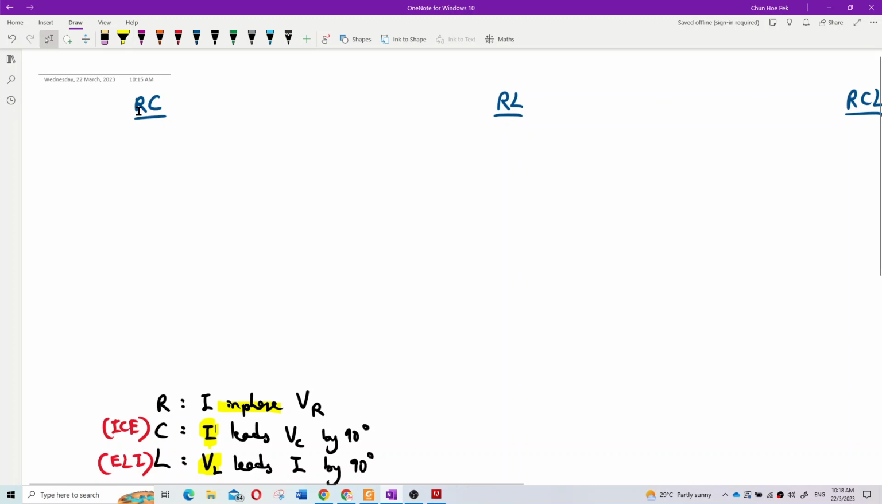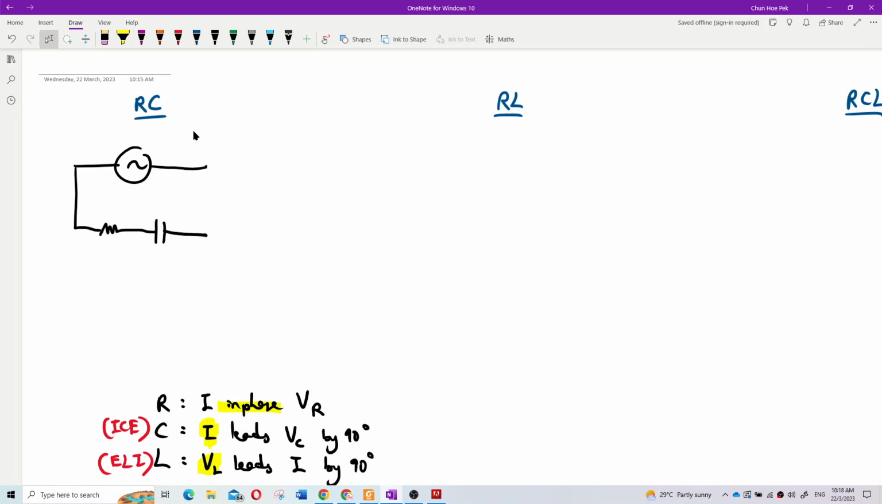Then now let's talk about the RC circuit. The RC circuit basically is a circuit with a resistor and a capacitor. Of course this one has the V source. We have the VR, and then we have VC. So we have two components.